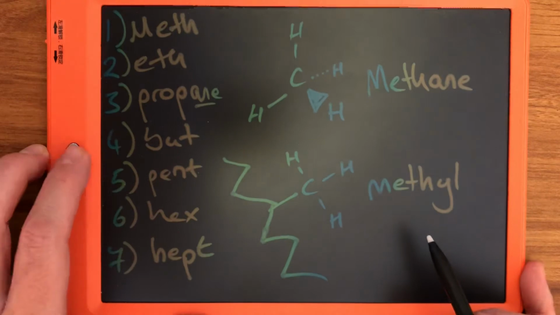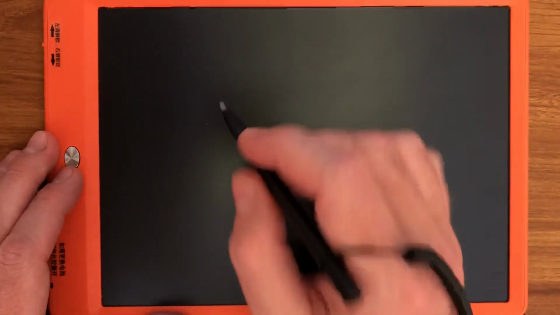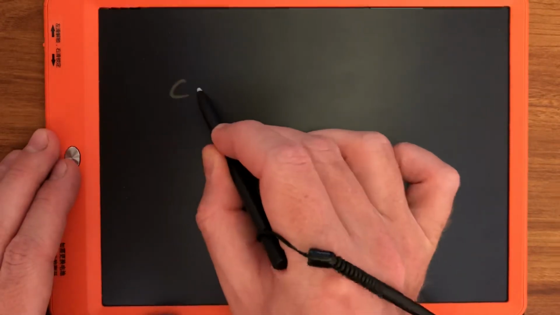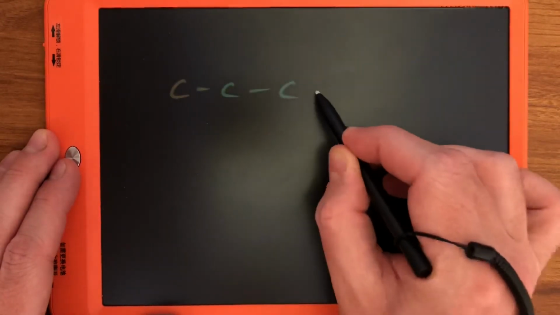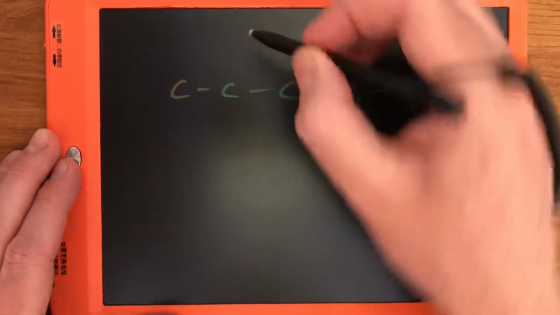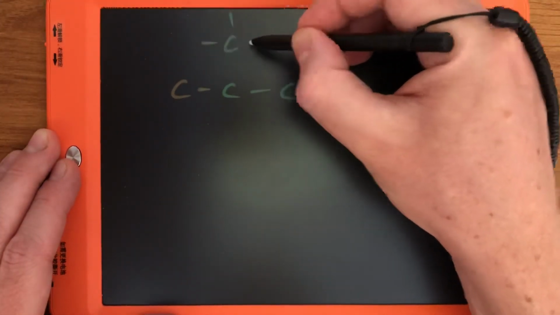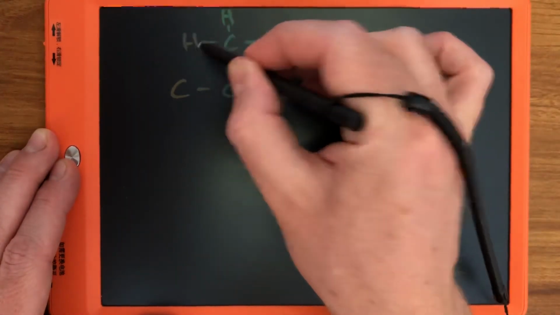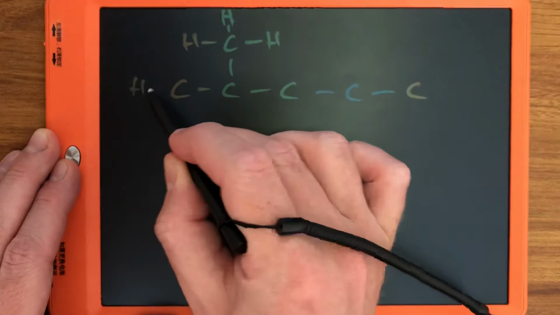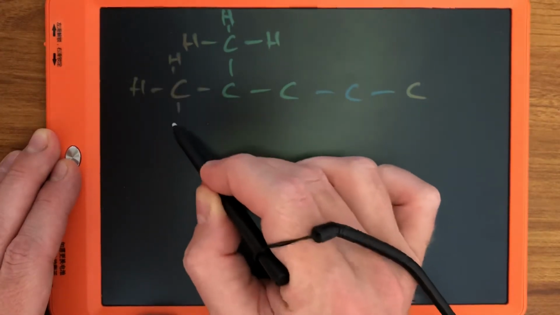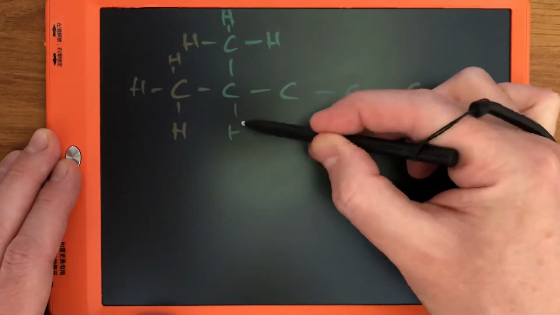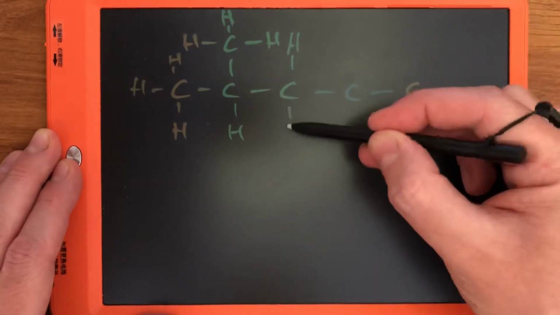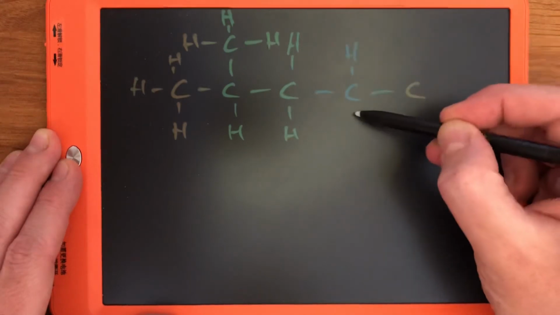So how do we use this? Well, let's start with pentane. So pentane will have 5 carbons. And I'm going to put a methyl group on here. Now, you just have to remember this is a displayed formula because I have all the bonds being shown.